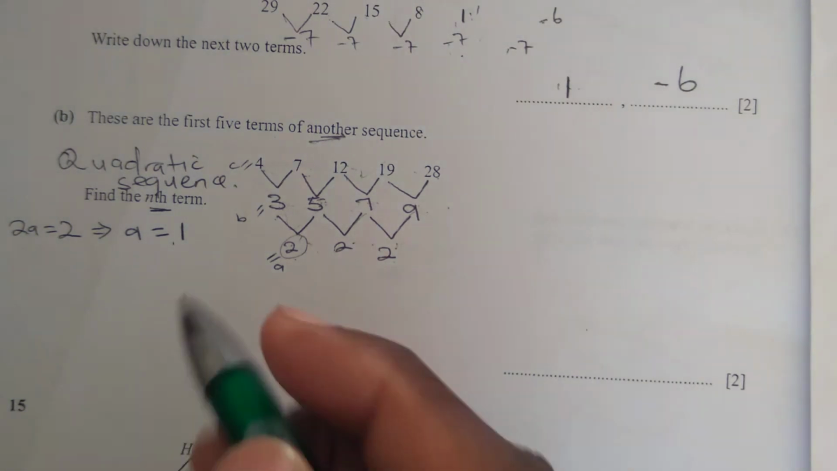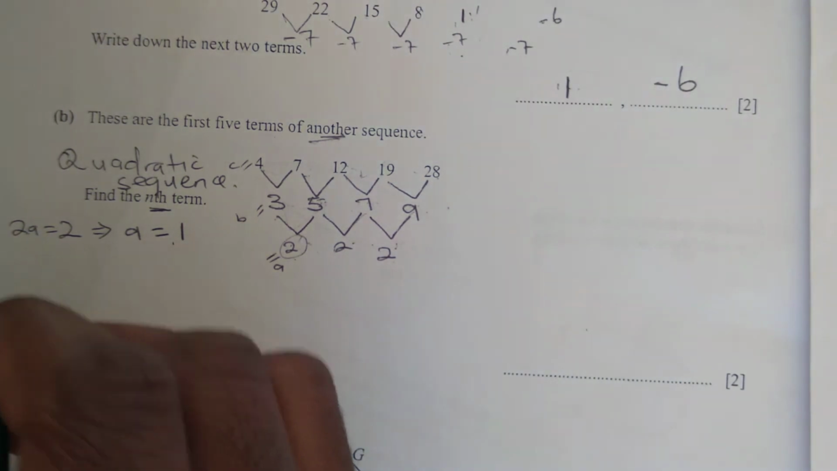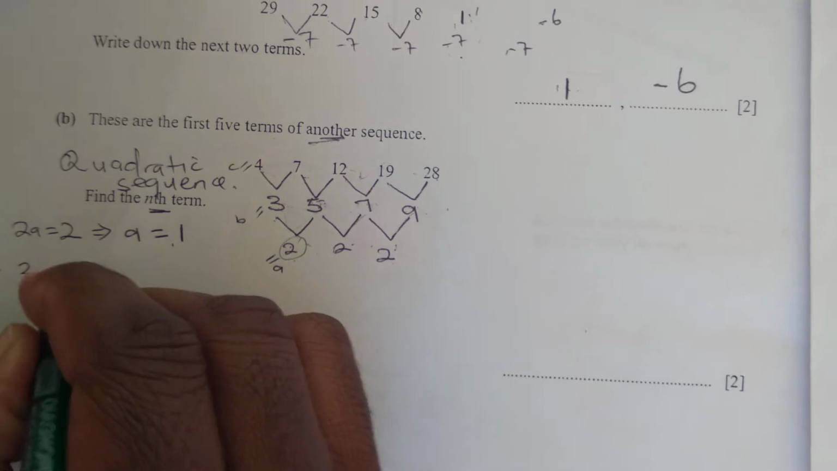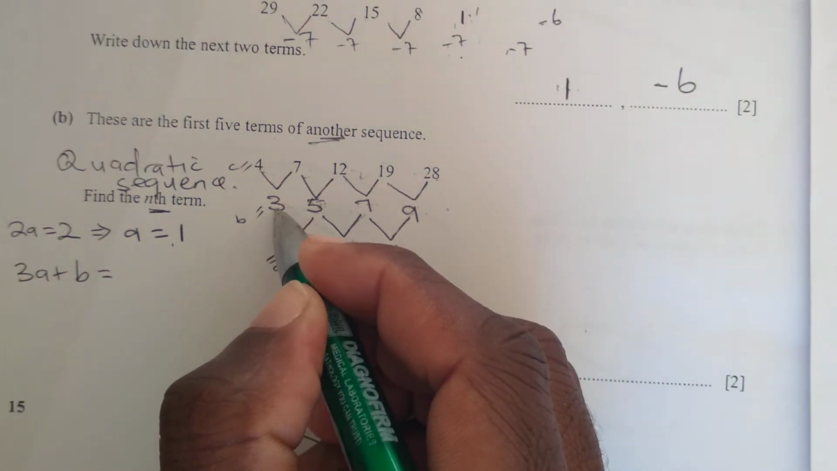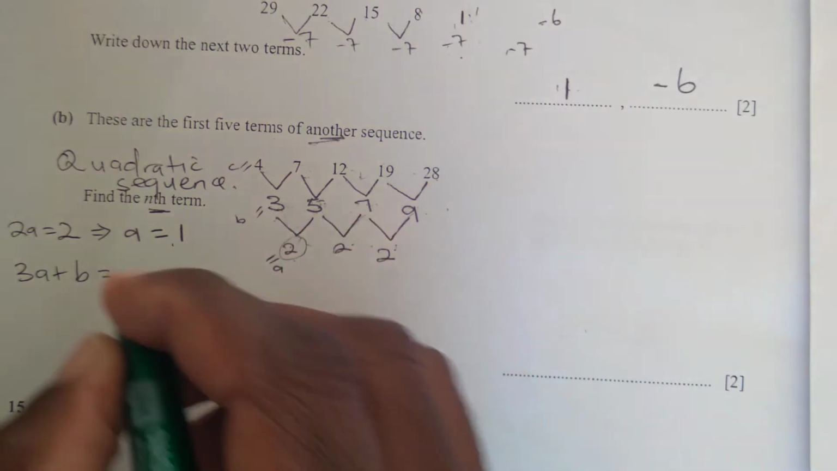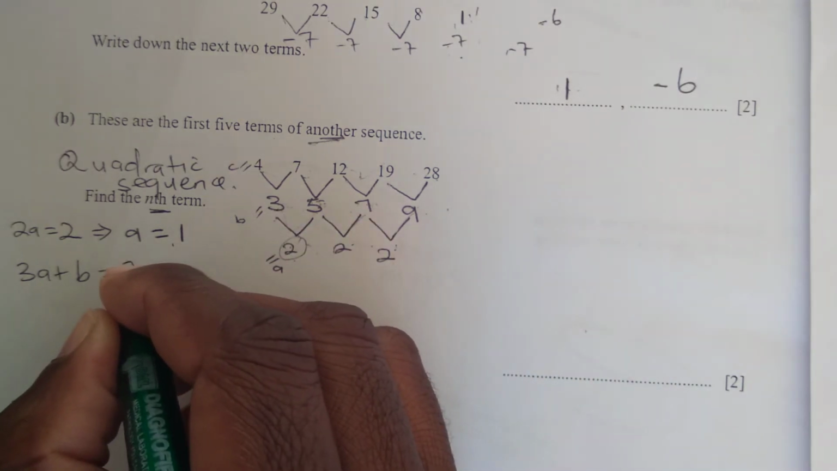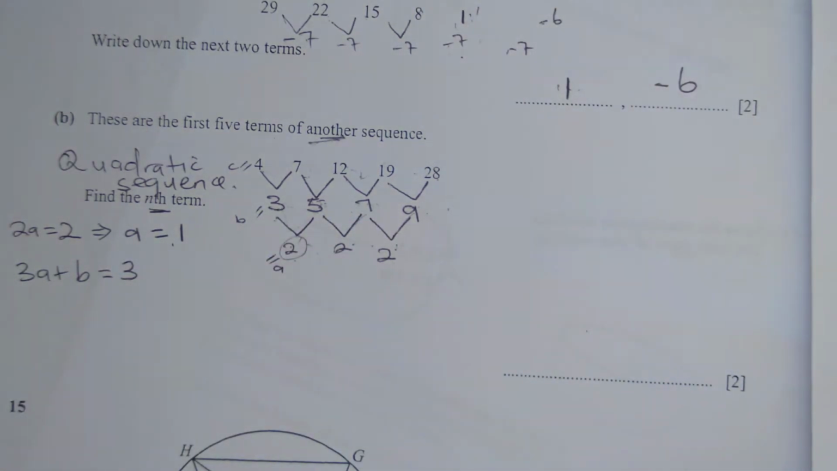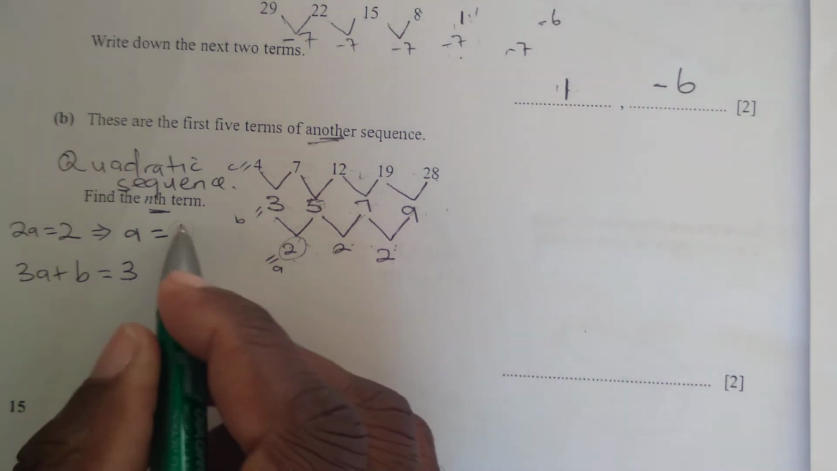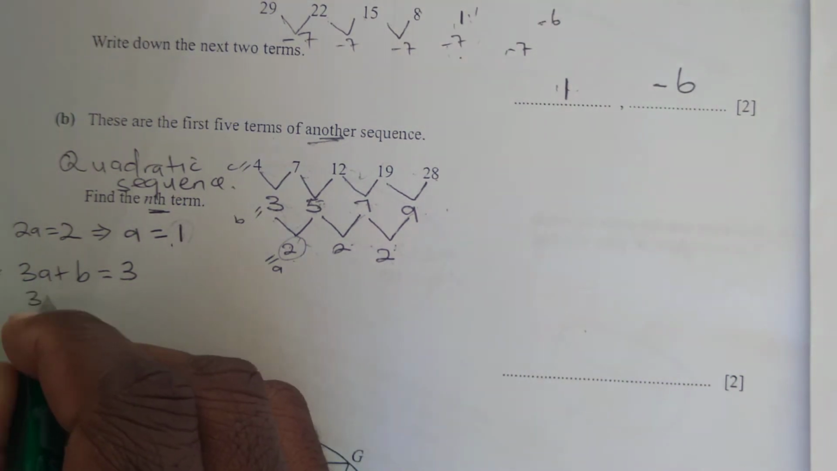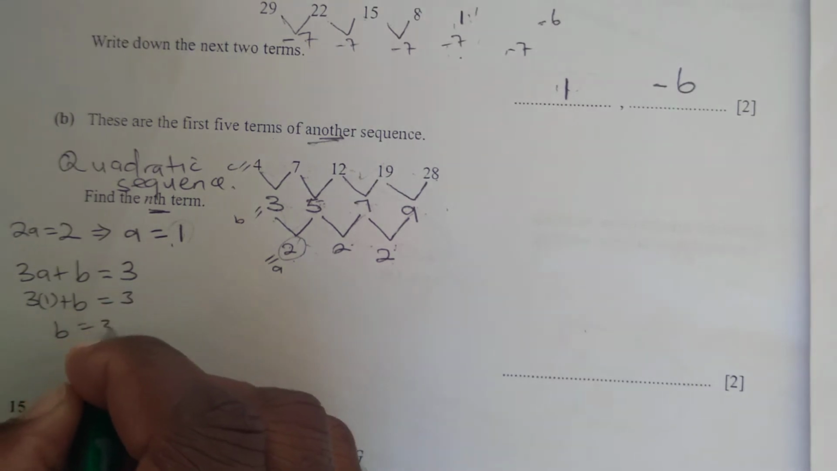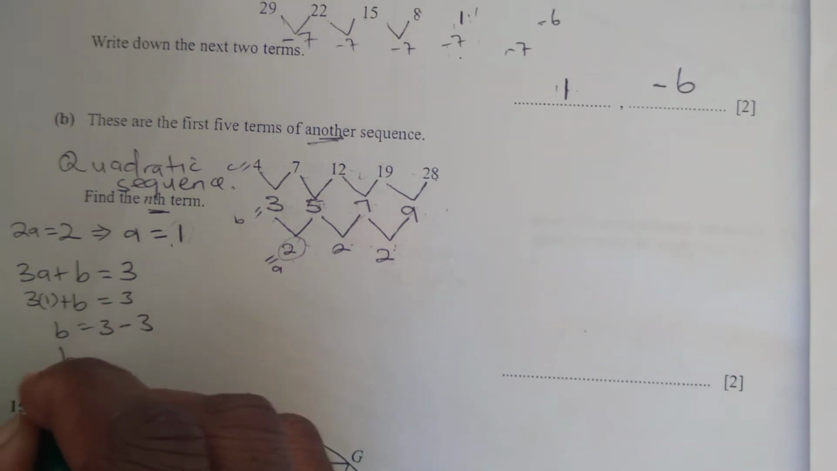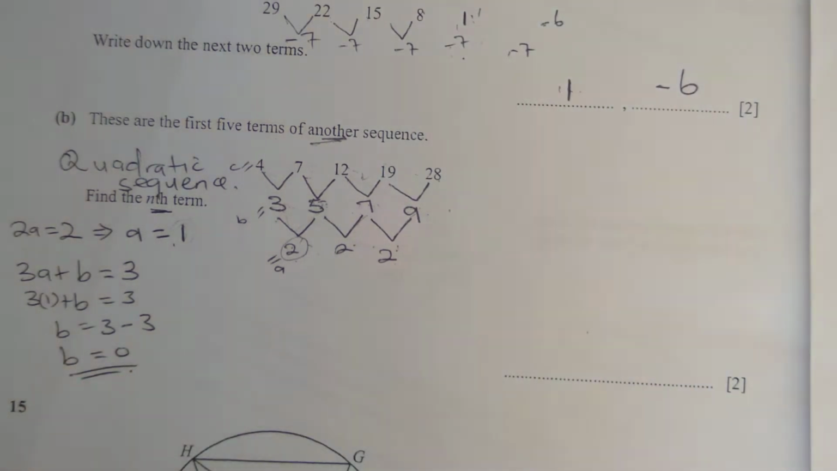And then the next formula says 3A plus B equals this number right there, which is a 3. We got 1 there for A, so this is 3 times 1 plus B equals 3. B equals 3 minus 3. Then B is 0. I have a B.